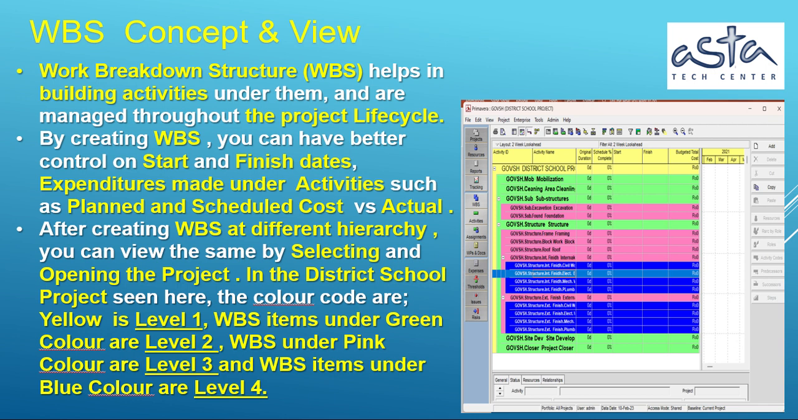In the District School Project seen here, the color codes are: yellow is level 1, WBS items under green color are level 2, WBS under pink color are level 3 and WBS items under blue color are level 4.